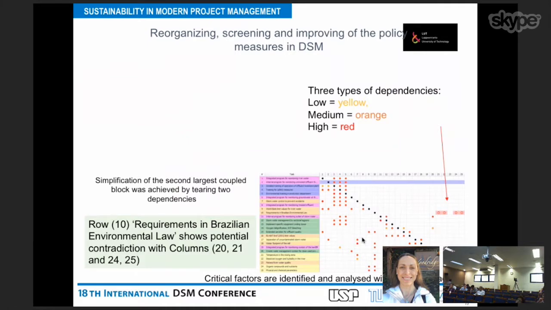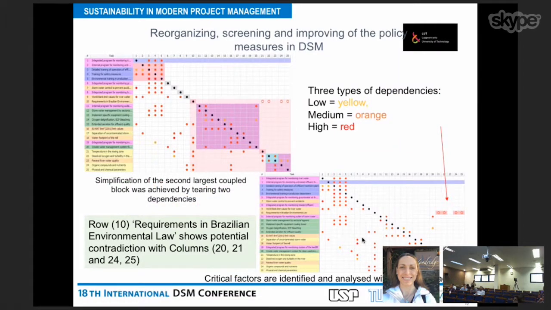So once we see this policy, we have so far seen as a result that these requirements, which belong to the implement legislation, in row 10, these environmental requirements in Brazilian environmental law, show the potential contradiction with columns 20 and 21.